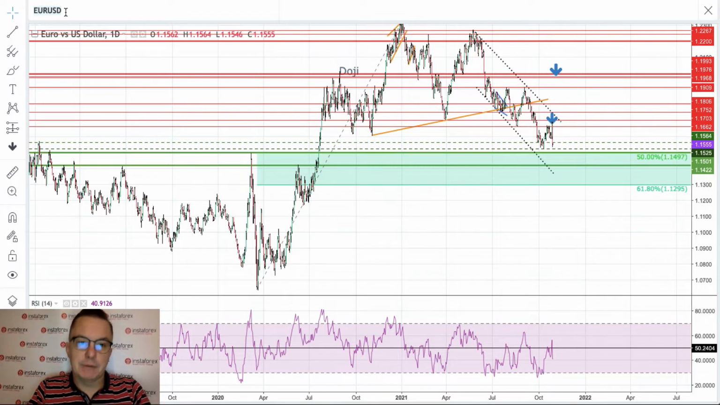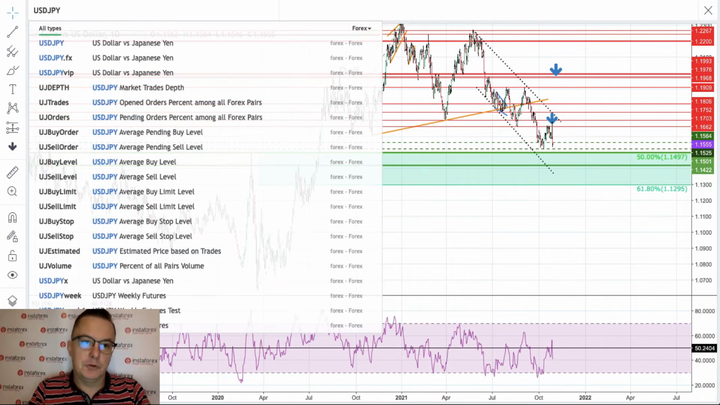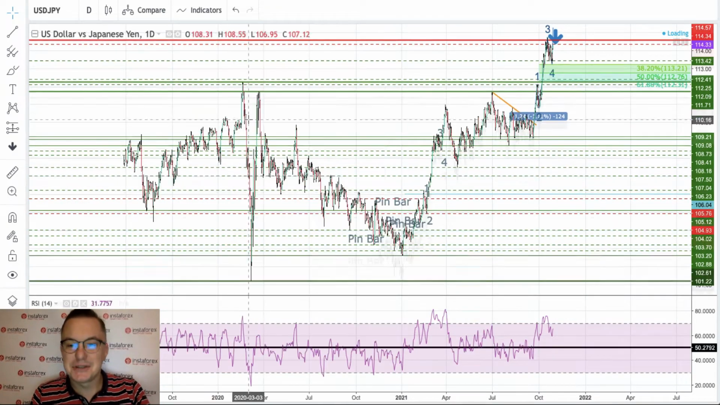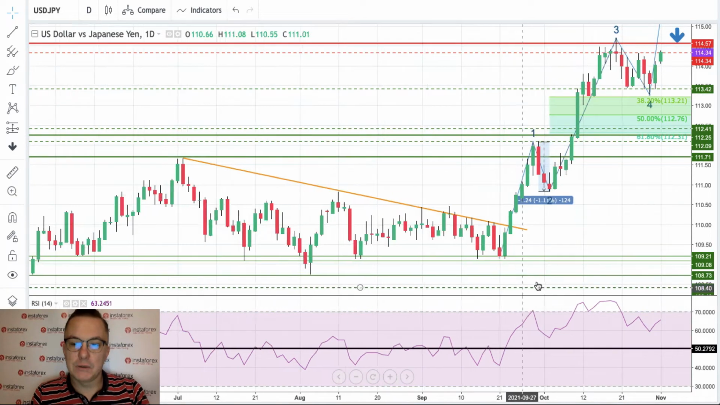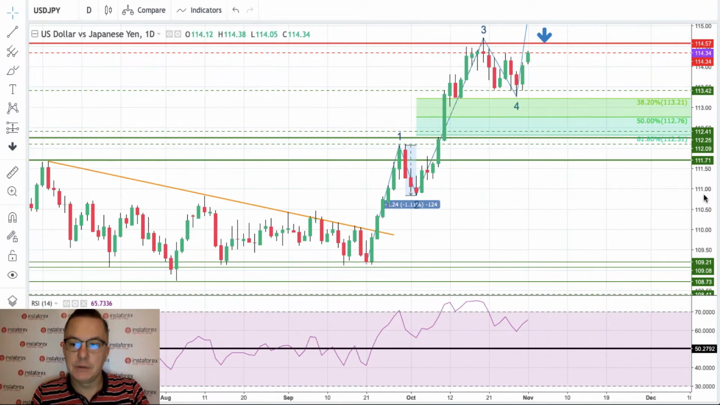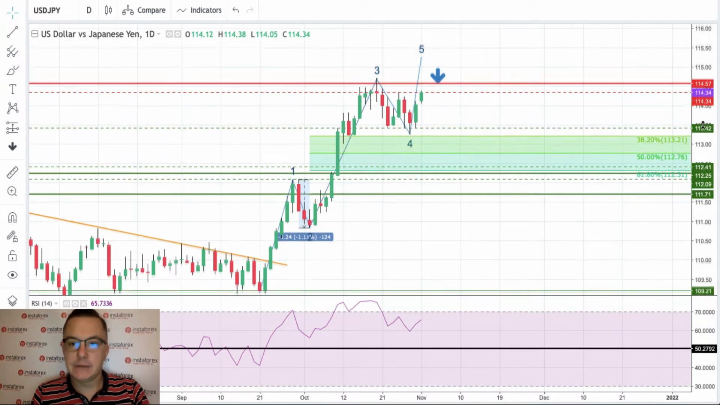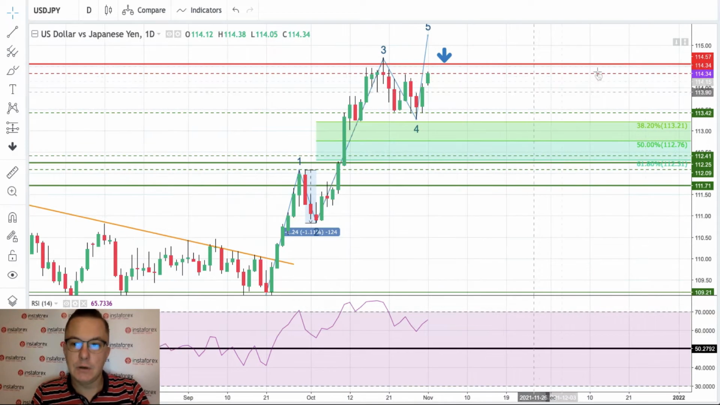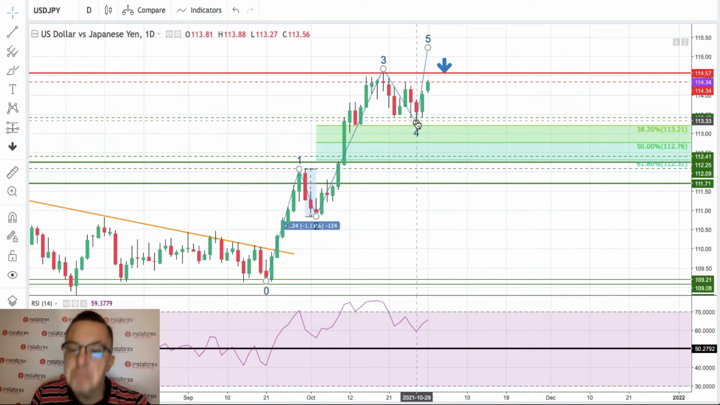So if we are talking about the euro dollar, let's check the American dollar to Japanese yen, of course. There you go. Let's find out what is going on here. They're supposed to be doing the wave 4 here, and it looks like the wave 4 is done.